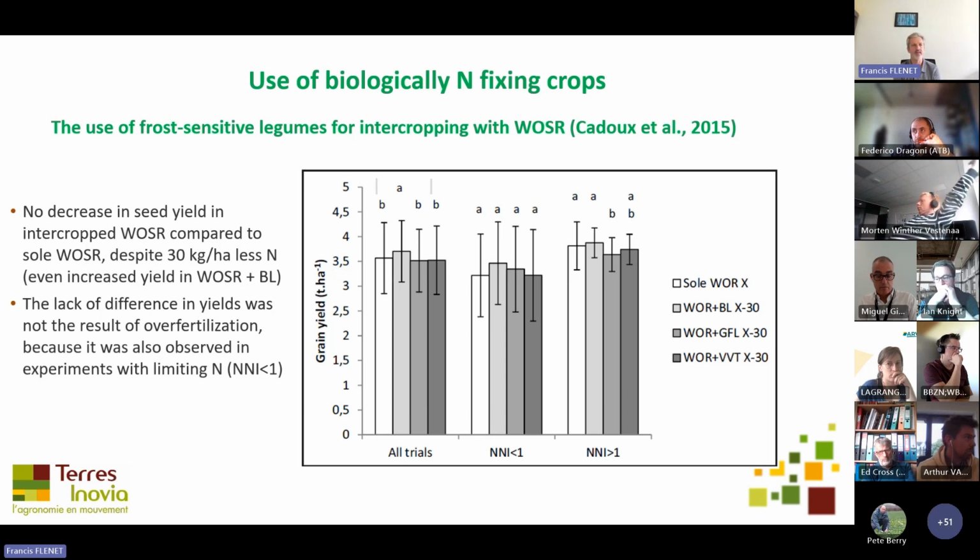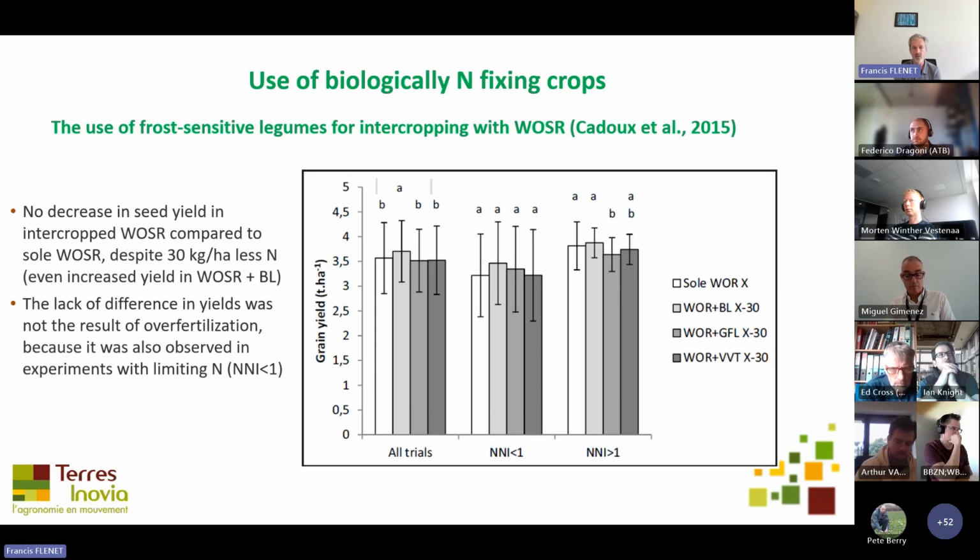There was no decrease in seed yield in intercropped winter oilseed rape compared to sole winter oilseed rape, despite 30 kilo less nitrogen when winter oilseed rape was intercropped. There was even an increase in yield in winter oilseed rape intercropped with faba bean and lentil. And we can see that the lack of difference in yields was not the result of over-fertilization, because this lack of difference was also observed in experiments with limiting nitrogen.